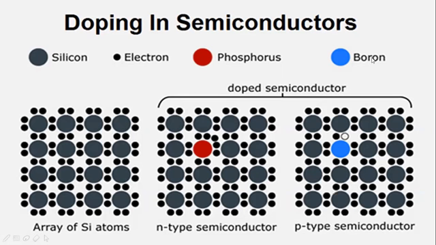Whereas if you introduce boron, boron is a trivalent impurity. If you introduce boron in a silicon crystal, only 3 covalent bonds will be made, whereas one place will be empty, and a hole will be generated. So here we will have a majority of positive charge carriers. So it is called a P-type semiconductor.